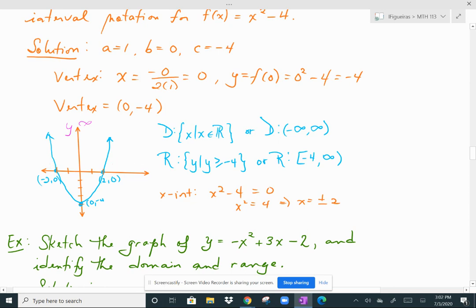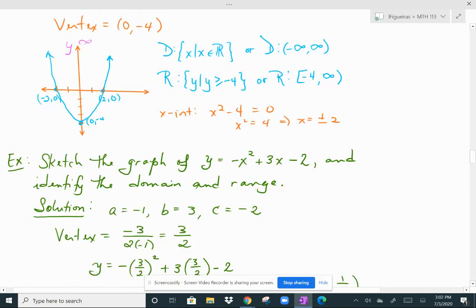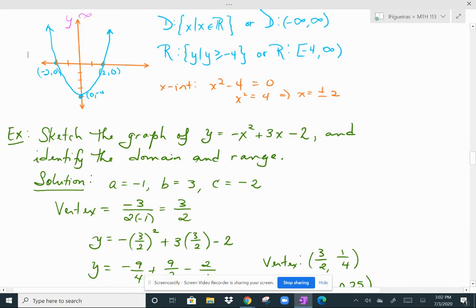Okay, so we're going to sketch another parabola. This one is more traditional in that all of the terms are there. And then we're going to also identify domain and range. So here, this time your a is -1 because that's the coefficient of x squared. Your b is 3, that's the coefficient of x, and your c is -2. So remember, your vertex formula is -b over 2a. So when you simplify it, your x coordinate for your vertex is 3/2.